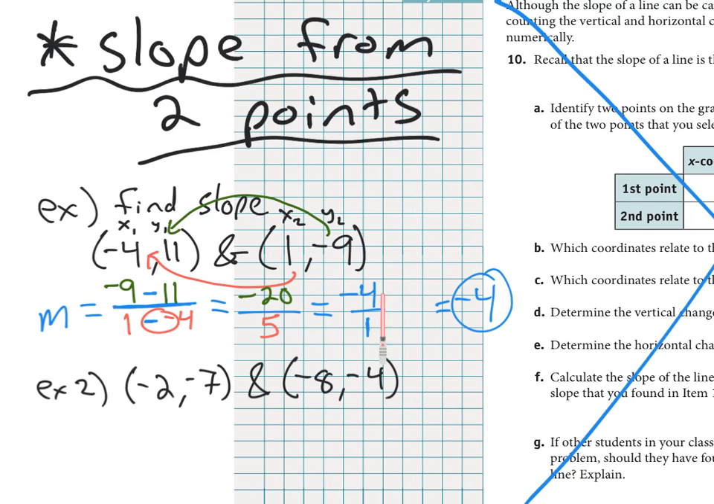This will help us graph this slope. Remember, all of our whole numbers can be written as a fraction. Because now if I wanted to graph this thing, which we're going to do in a couple days, that part tells me to go down 4, and this part tells me to go to the right 1.